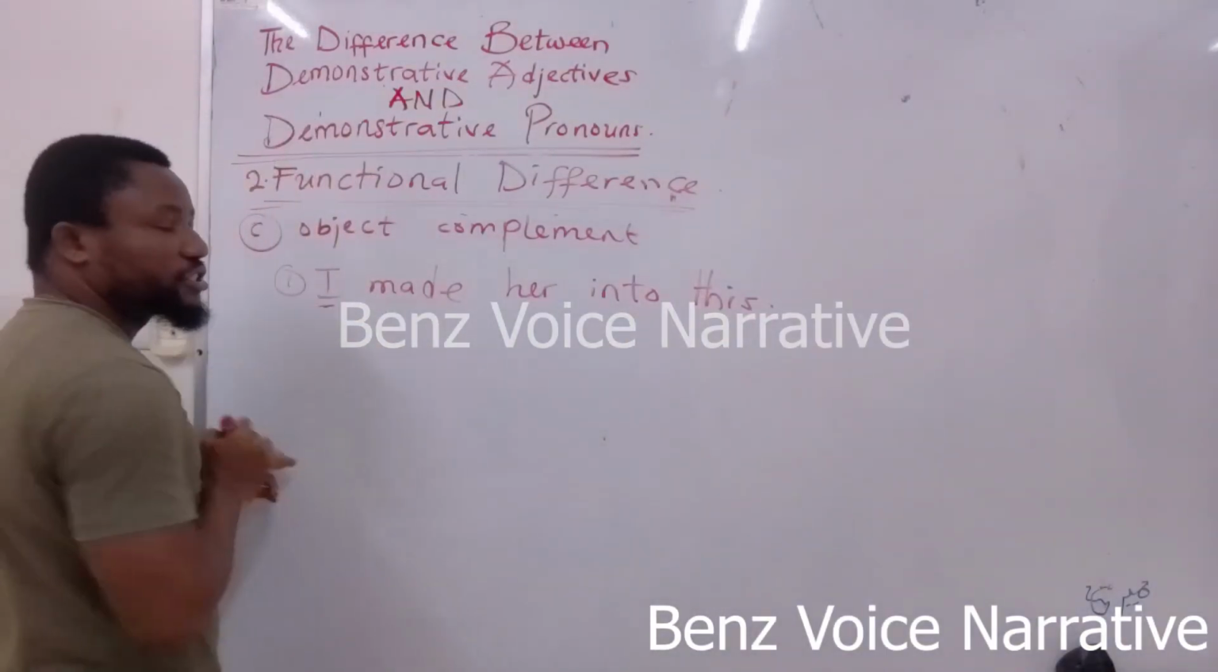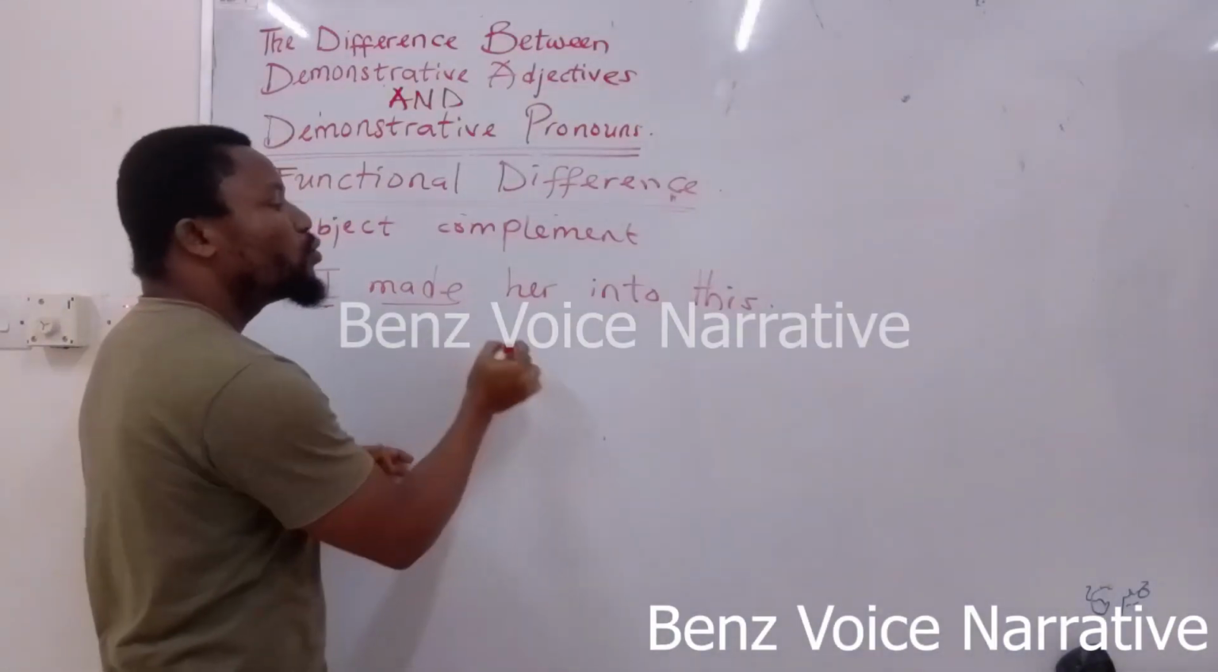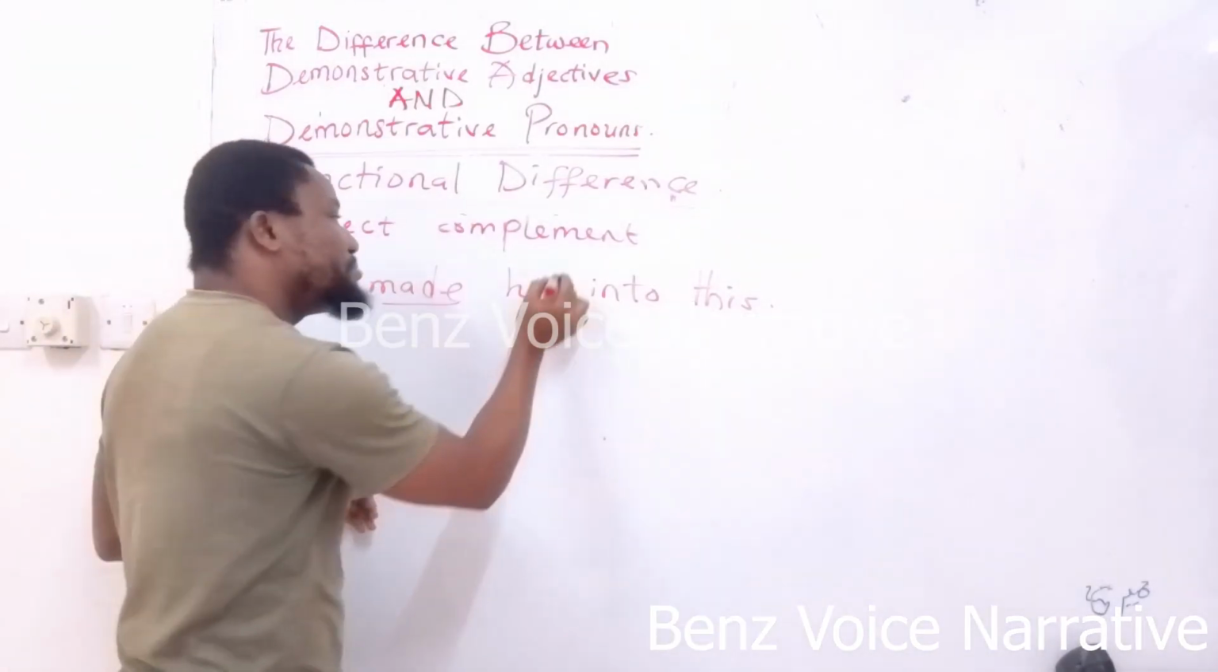So I made her into this. Now, I is the subject of the sentence, made is the verb, which is the predicator. Who did I make? I made her.